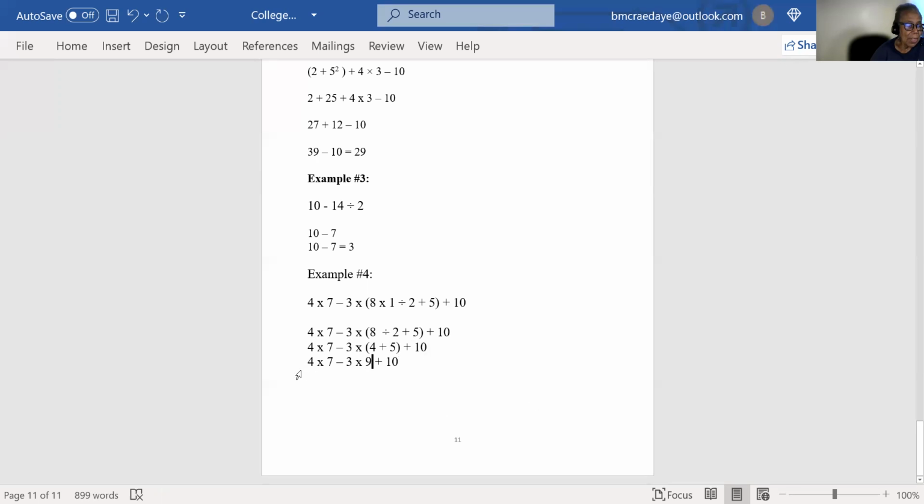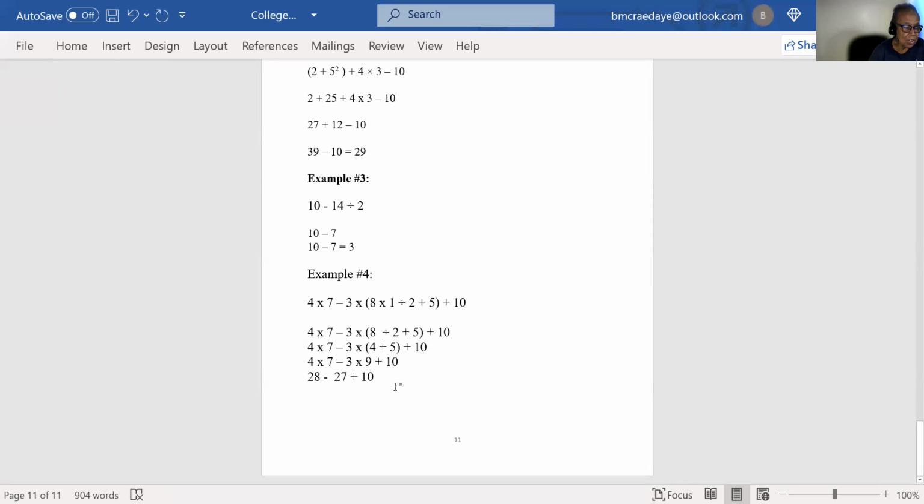So we have multiplication and subtraction and adding. So left to right, 4 times 7 is what? 28. Okay. Minus 3 times 9 is 27. So that's subtraction. 3 times 9 is 27. And that's plus 10. Right? 28 minus 27 is 1.